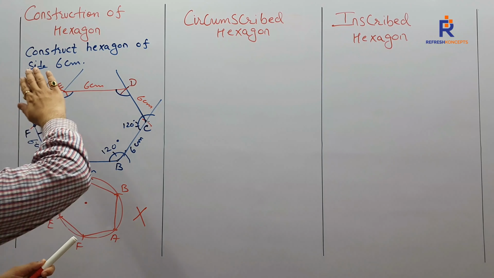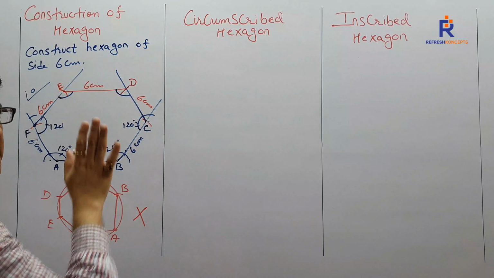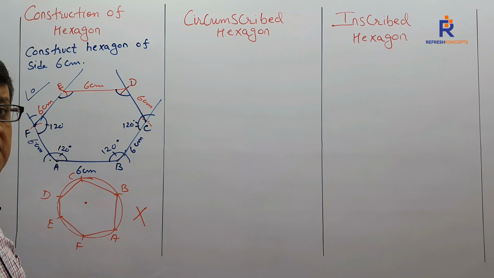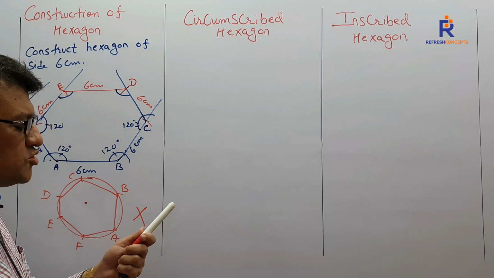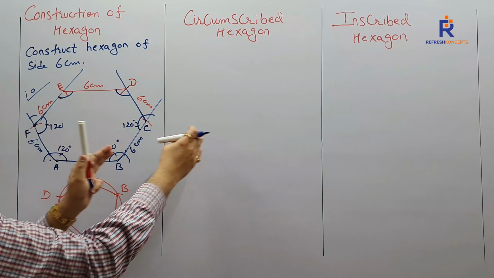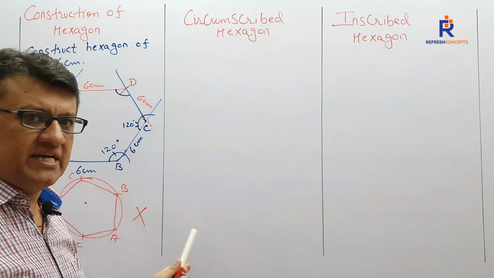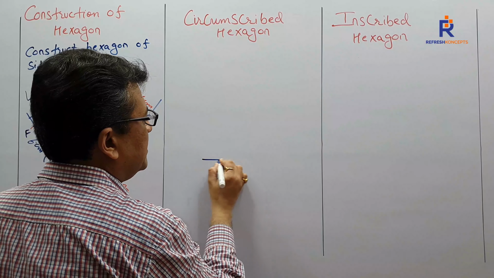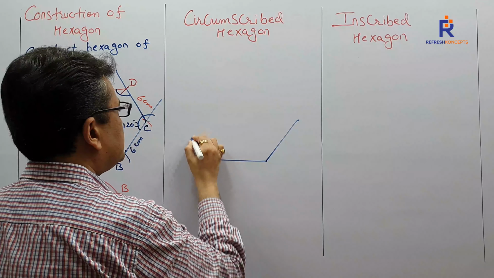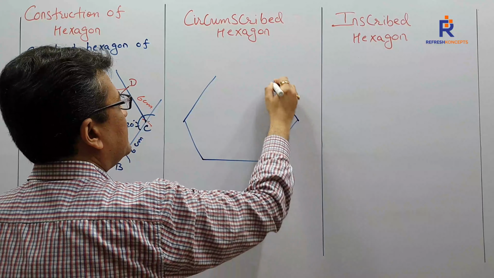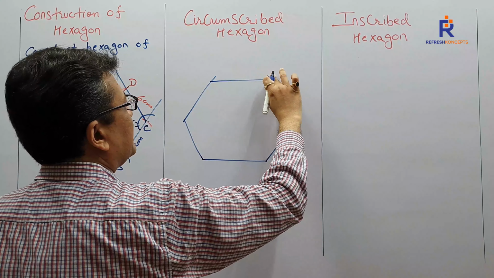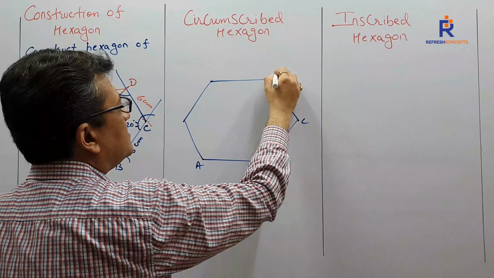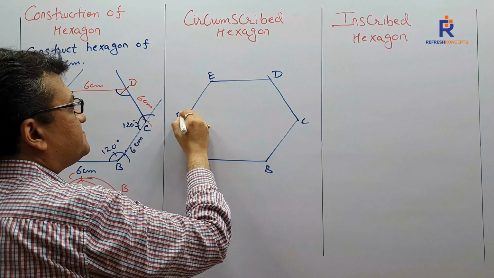So, the question is the same. Construct a hexagon of side 6 centimeter and draw a circumcircle to that hexagon. So, the circumcircle to the hexagon is going to be a circumscribed hexagon. Let's consider the same figure that we have drawn. I'm not redrawing the same hexagon. By default, we have a regular hexagon ready with us, A, B, C, D, E and F.